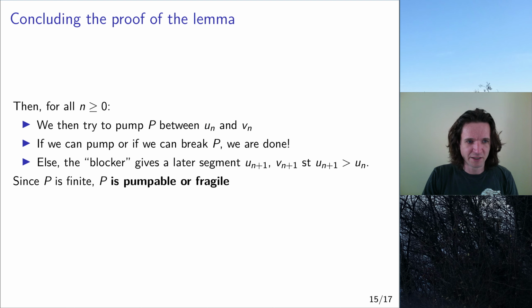Else, if the pumping is blocked by something, well, that blocker gives a later segment un plus 1, vn plus 1, and we can show that un plus 1 is strictly larger than un. So ultimately we must run out of candidate segments. So we necessarily end in the case where we can either pump our candidate segment or break p, and this shows that p is pumpable or fragile. So this concludes the proof of our main lemma, the shield lemma, showing that if p has a shield ijk, then p is pumpable or fragile.